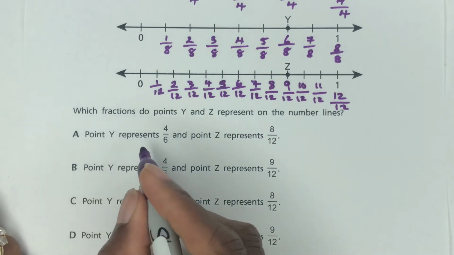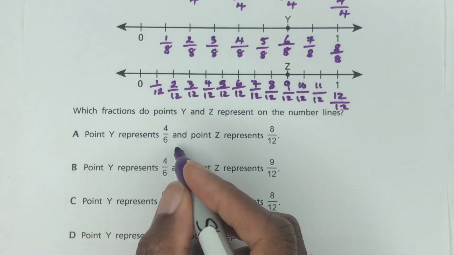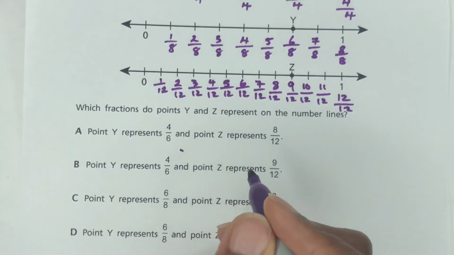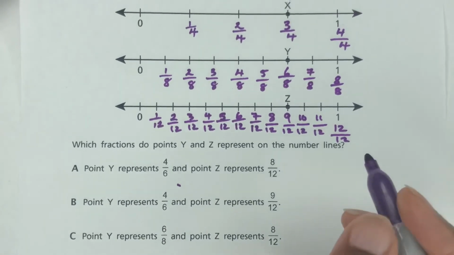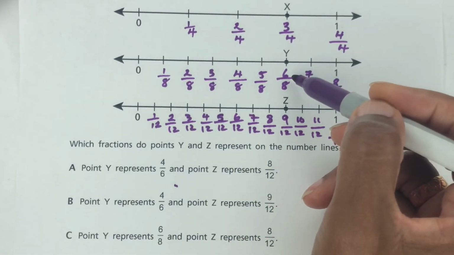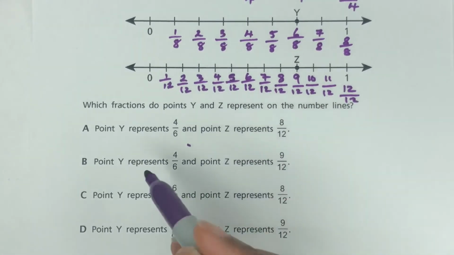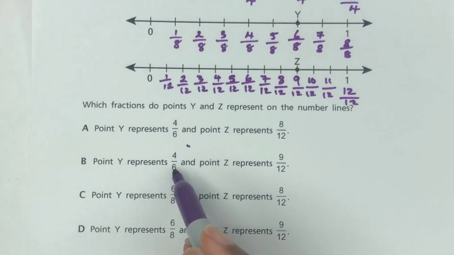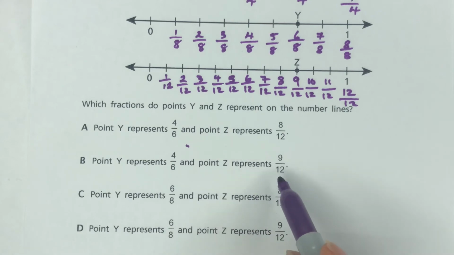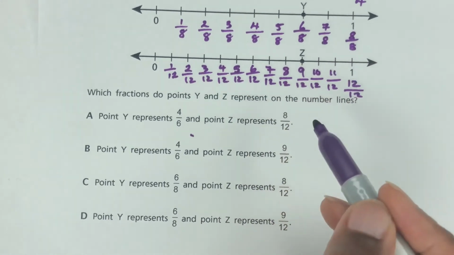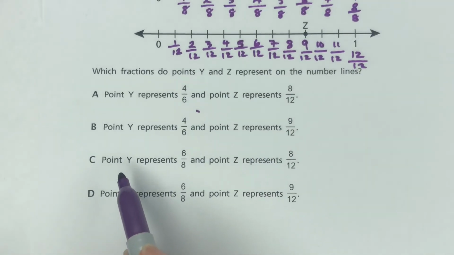So point Y represents 4/6. Let's see if that's correct. Let's move the paper down a bit. We're going to be moving it back and forth anyway. So point Y represents 4/6. Is that right? No. So we're eliminating A. Let's look at our second choice. Point Y represents 4/6, and point Z represents 9/12. Is that right? Point Y represents 4/6. Nope. So let's go on to the third choice.